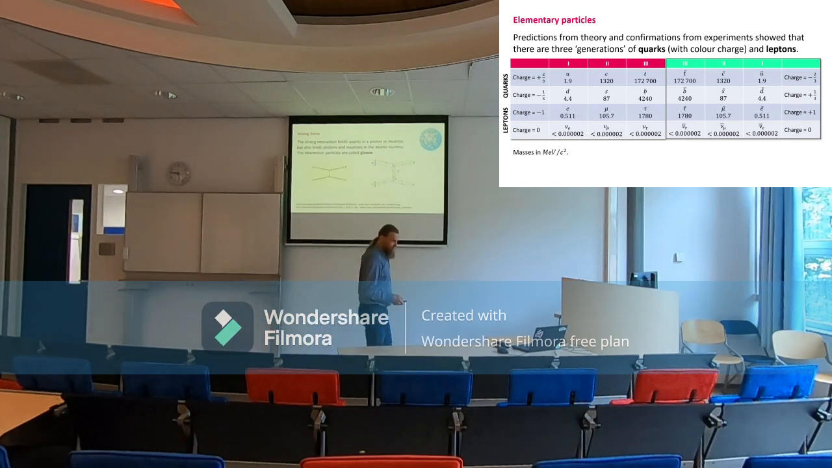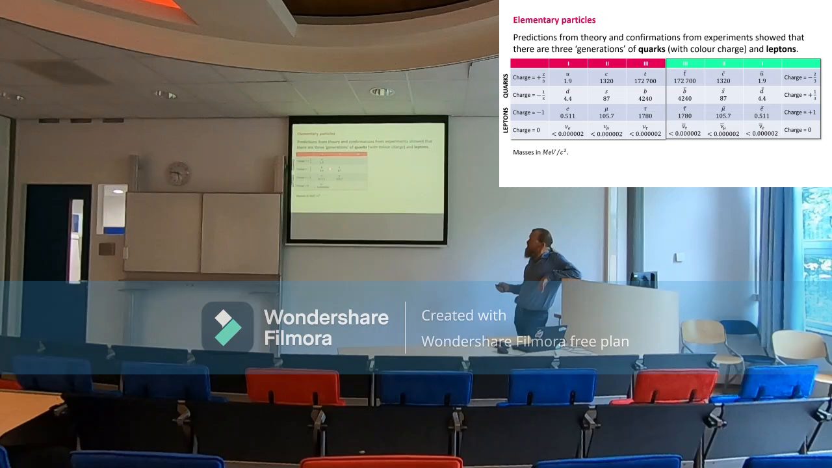So what do we have? The overview. We have found these elementary particles so far: the up quark, the down quark, the strange quark, the electron, the muon, and the electron neutrino, with these masses in the now common unit.